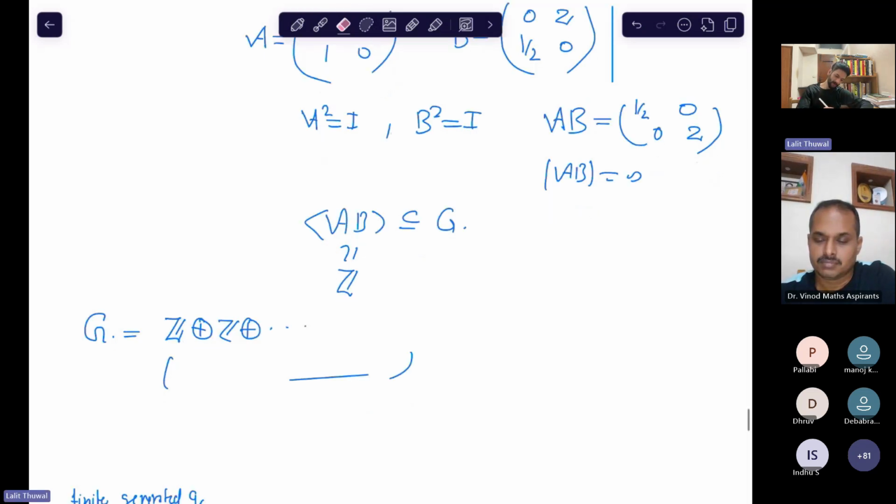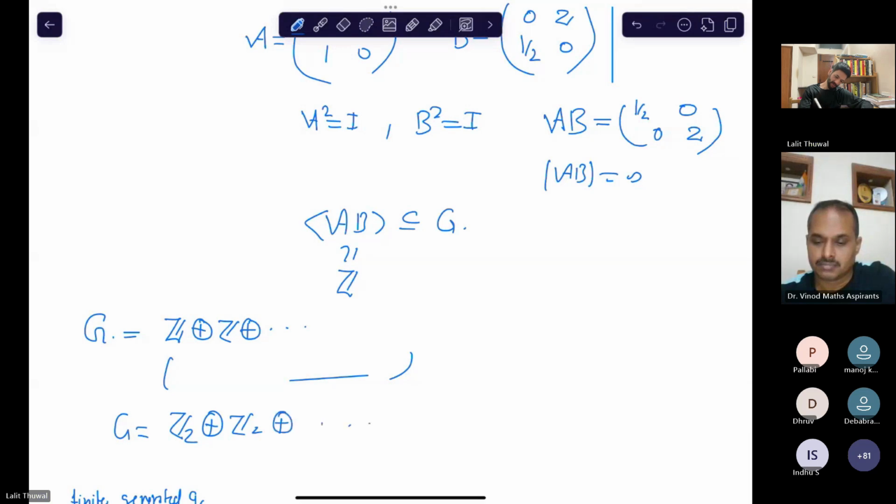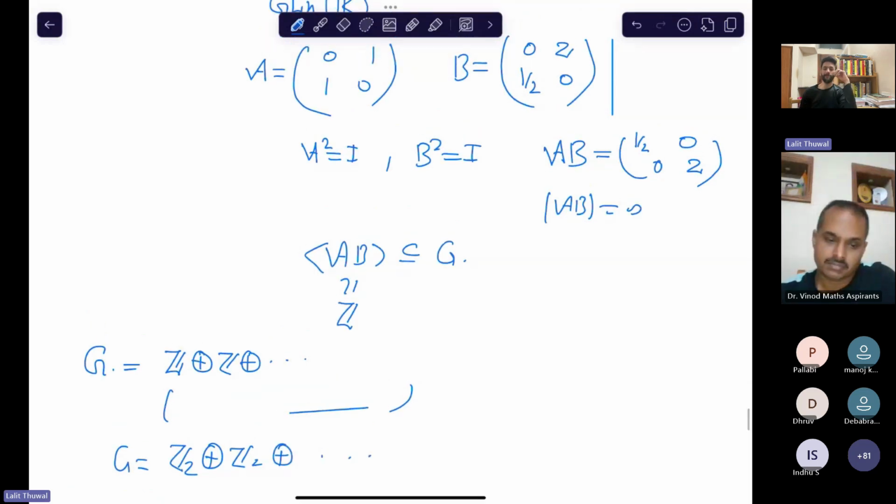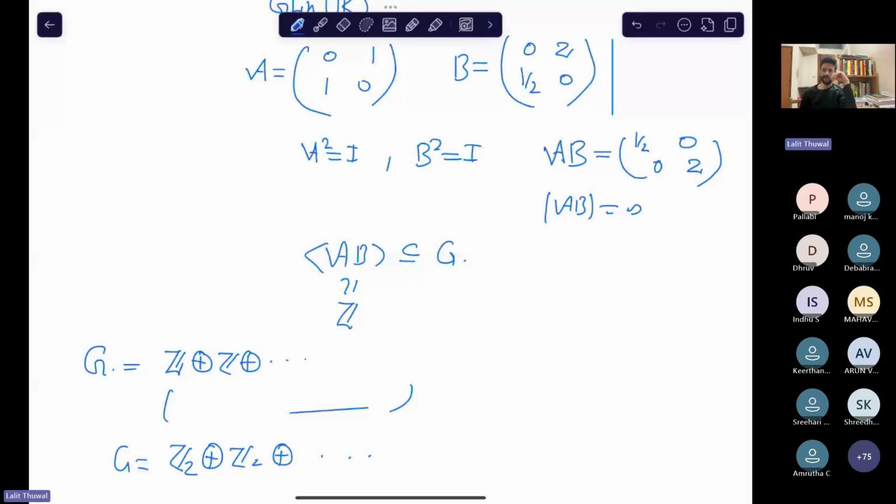Okay, so let me ask another question. First, I think I should ask this one. Can this group be generated by finitely many elements? Z2 direct sum Z2 direct sum Z2, and so on. This is easier than the last one, right? Here each non-identity element has order 2. No, sir, it cannot be generated by finitely many elements.